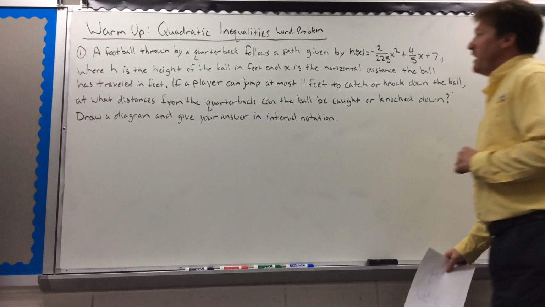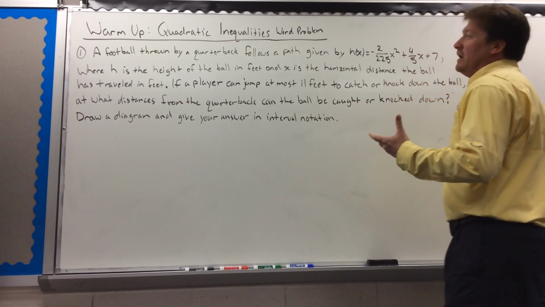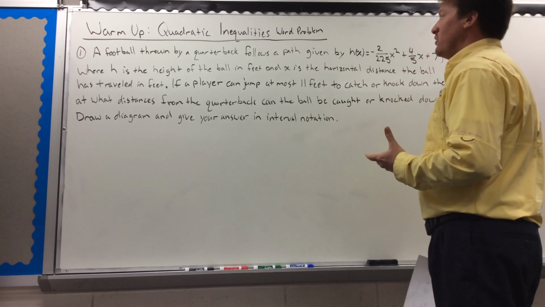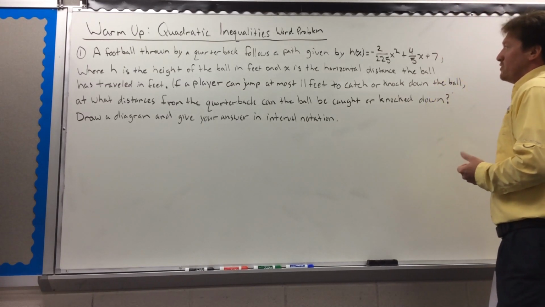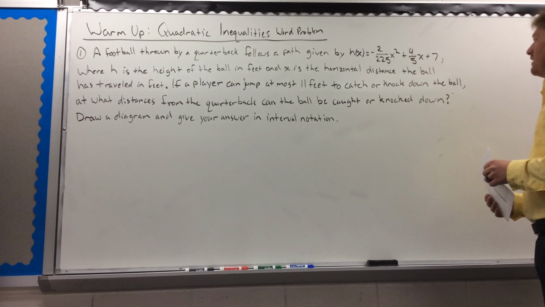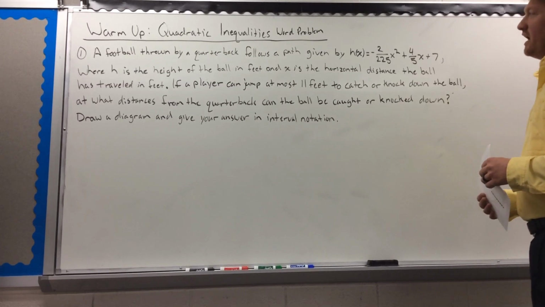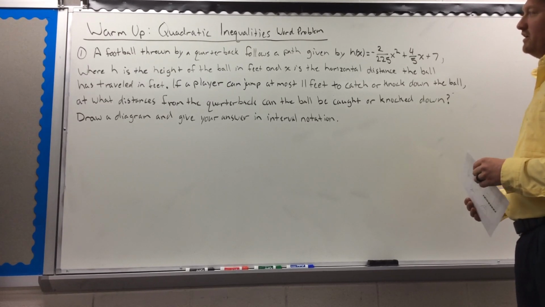All right, so the warm-up for today is a word problem based off of a situation that could happen in football. It says a football is thrown by a quarterback, follows a path given by h of x is equal to negative 2 over 225x squared plus 4/5 x plus 7, where h is the height of the ball in feet and x is the horizontal distance the ball has traveled in feet.